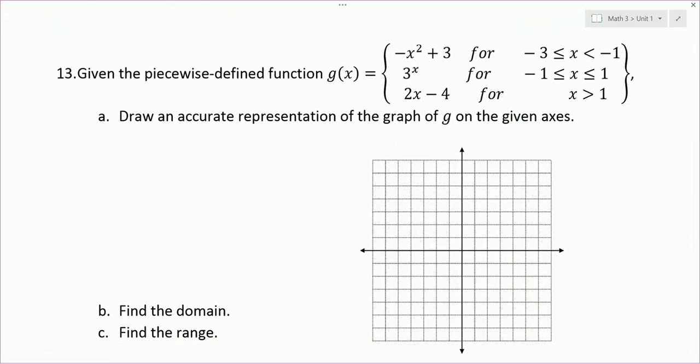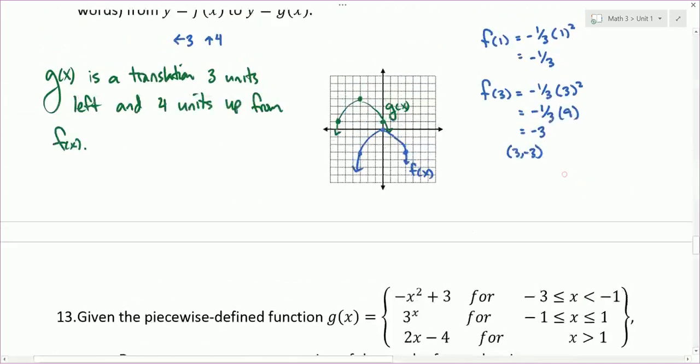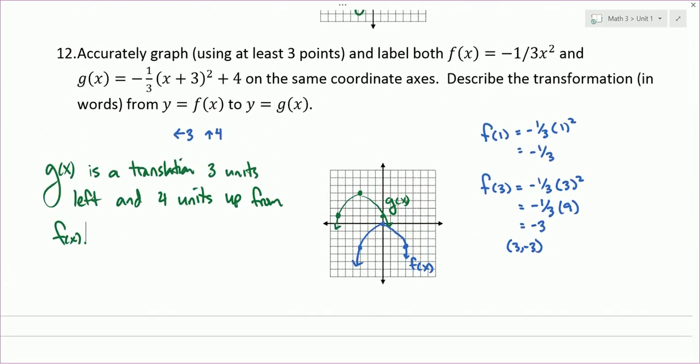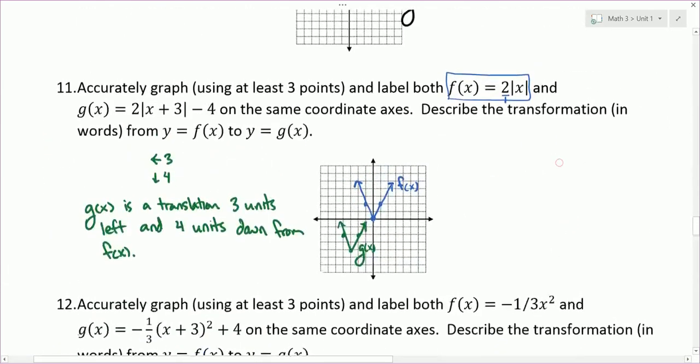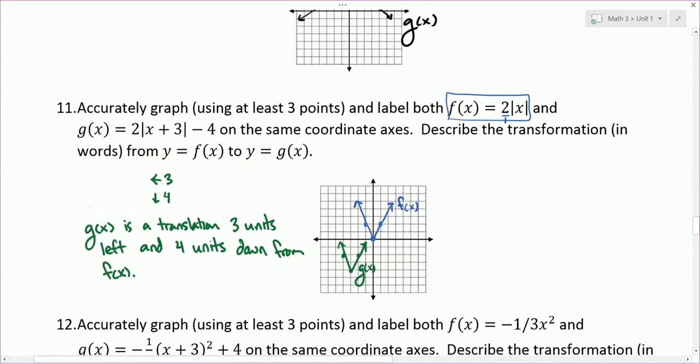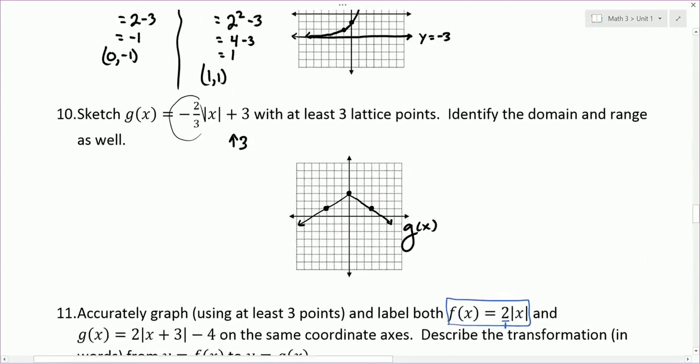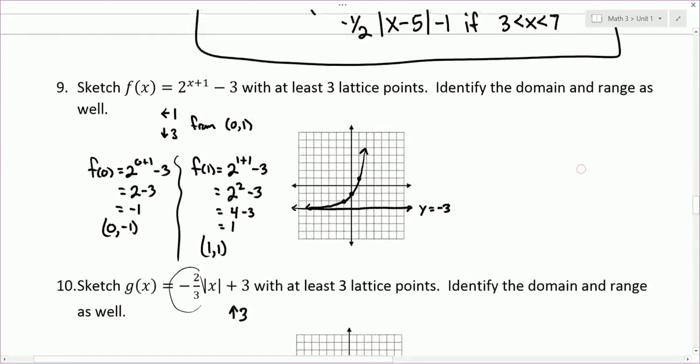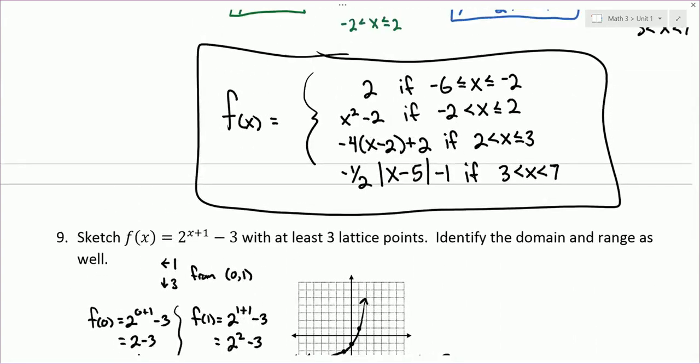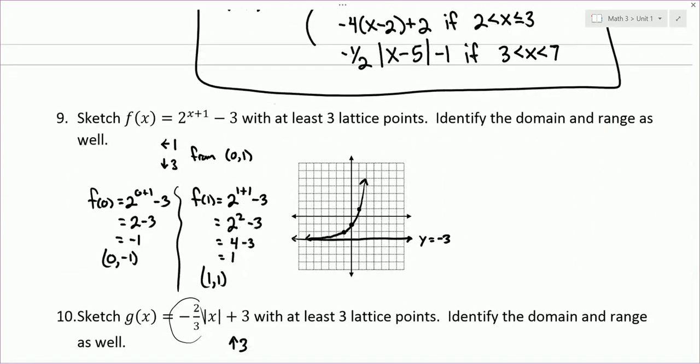We're given a piecewise function. Actually, sorry, you know what? Did I do everything that was asked? Going back, sorry guys. Number 9 and 10, I did not fully answer those. It says to identify the domain and range as well. Let me do that real quick here.